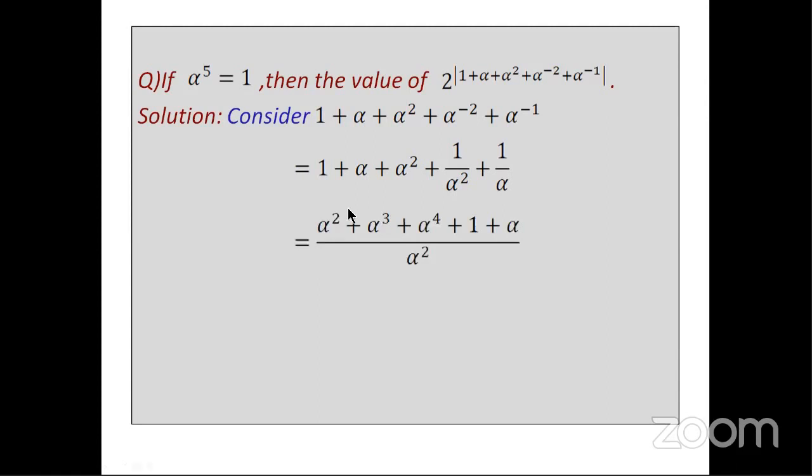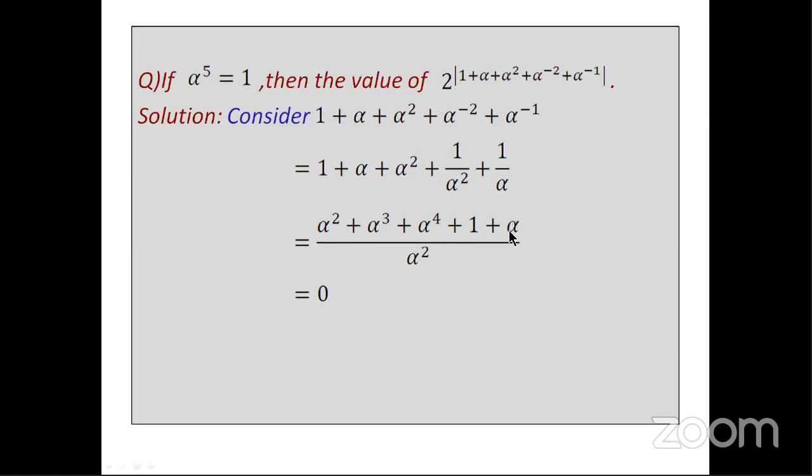Now take the LCM, children. Your LCM will be alpha square. Then you have alpha square plus alpha by alpha square, which is equal to 0. Why is it equal to 0? Just observe this carefully.